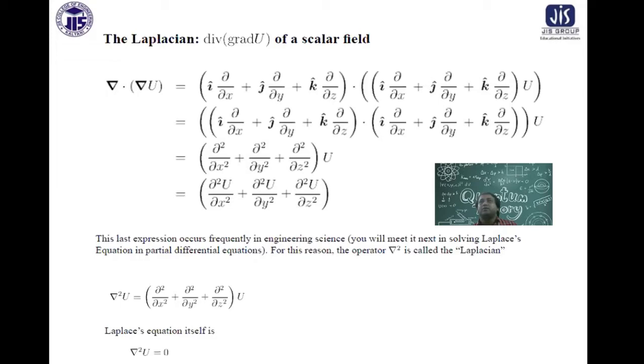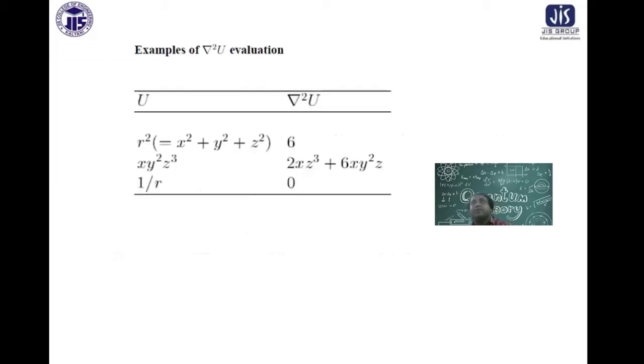That d2 dx2, d2 dy2, d2 dz2 is now a new operator called the Laplacian operator, del square operator. And del square u equal to non-zero is called Poisson's equation. If u is the electric potential, del square u equal to 0 is called Laplace's equation. Suppose u is x square plus y square plus z square. If you take del square, you get 2, 2, 2, so it gets 6.